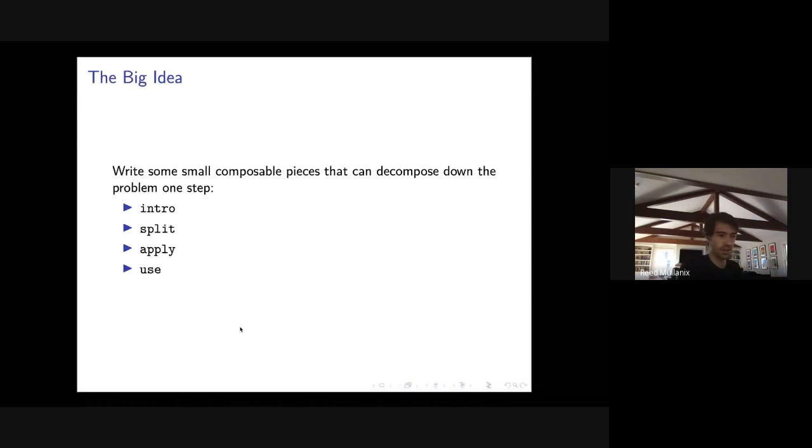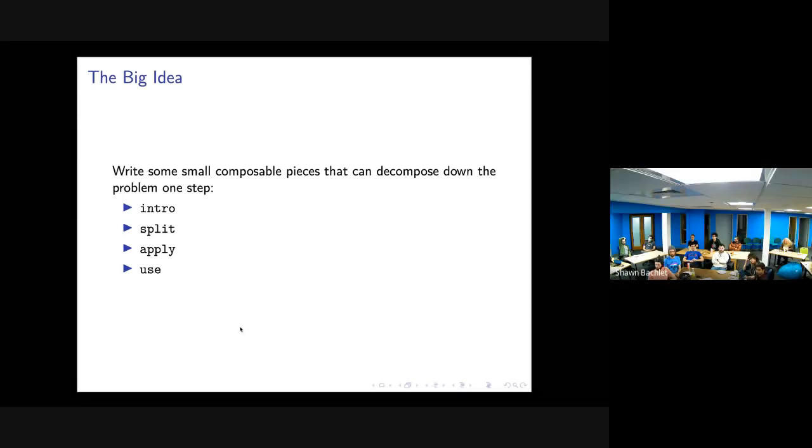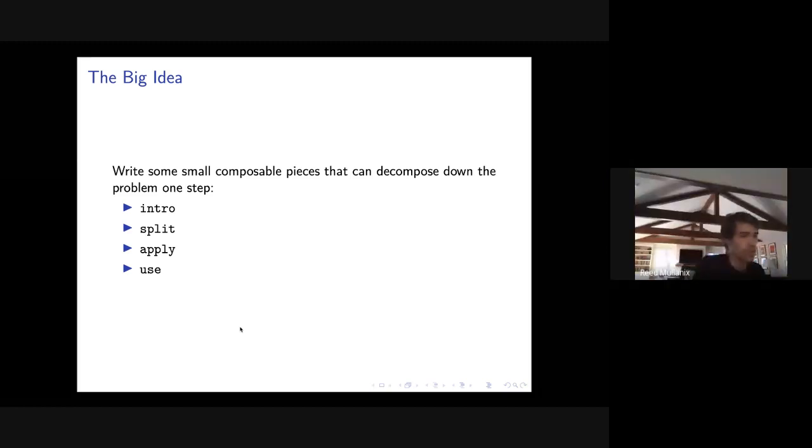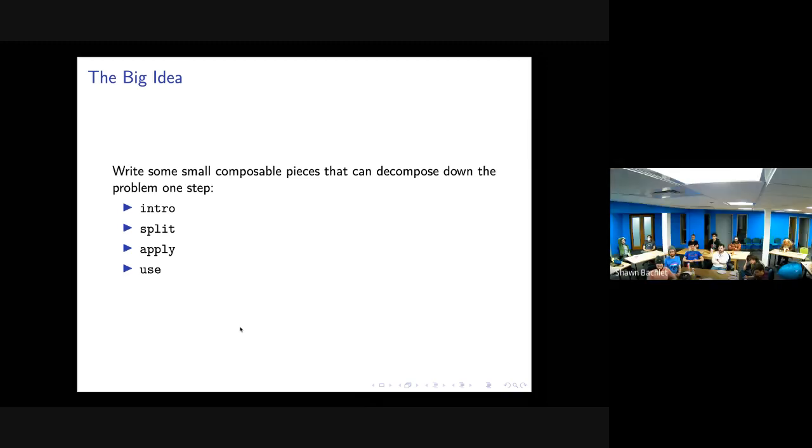No, our tactics do not have types. So is it more like an untyped MTac, or? It's closer to, well, they kind of do, kind of don't, but it's very much MTac, LTac inspired.